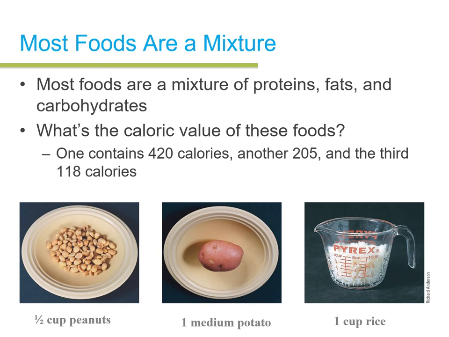Now, what's the caloric value of these foods? Can you guess which one contains 420 calories, which one contains 205, and which one is 118? You can pause it and guess. Now I'm going to reveal the answers here. A half a cup of peanuts is the 420 calories. The 1 medium potato boiled is 118 calories. And a cup of white rice is 205 calories. So the medium potato would be the least calories, followed by the cup of rice and then the half a cup of peanuts.